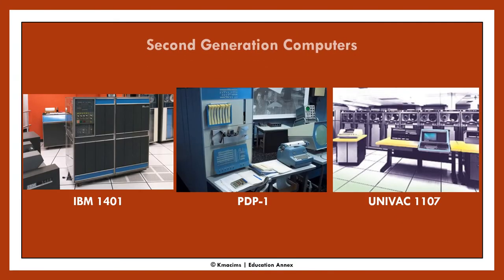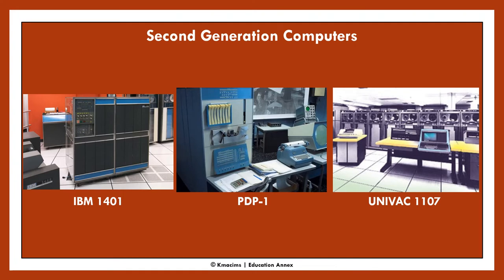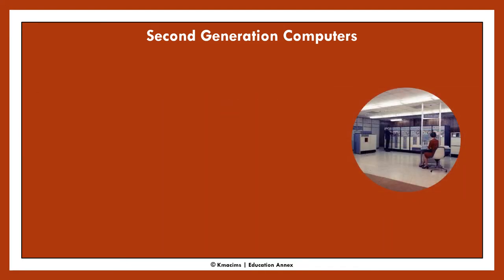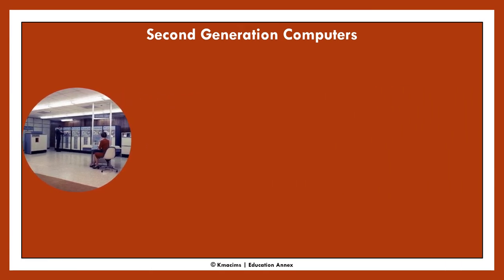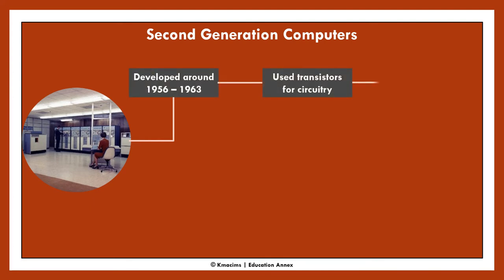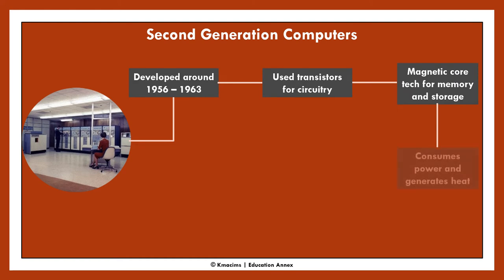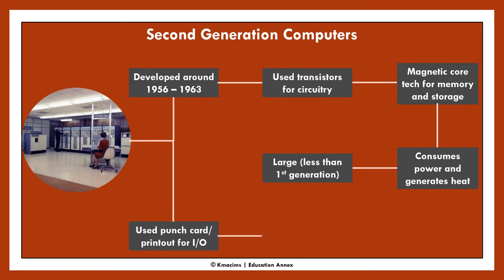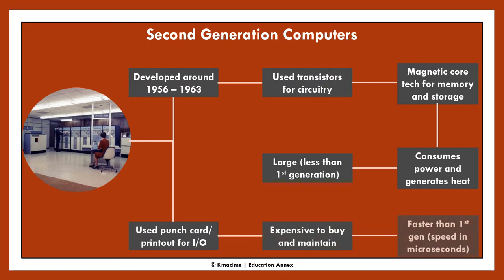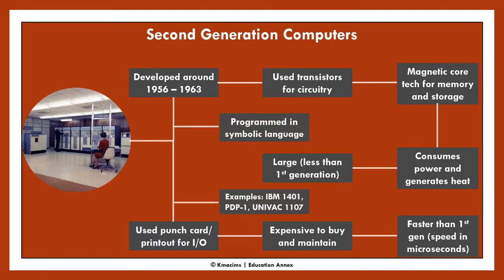The second generation computers were developed between 1956 and 1963. At this time, transistors were used to replace vacuum tubes. The computers were also large and generated quite a lot of heat, but computed at a speed higher than the first generation computers because they computed in microseconds. This time they used assembly language, punch cards and printouts for inputs and outputs. And they were less expensive than the first generation computers.